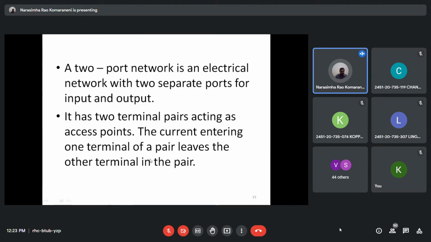Coming to the two-port network: a two-port network is an electrical network with two separate ports for input and output. So it has two terminal pairs acting as access points. The current entering at one terminal of a pair leaves through the other terminal.